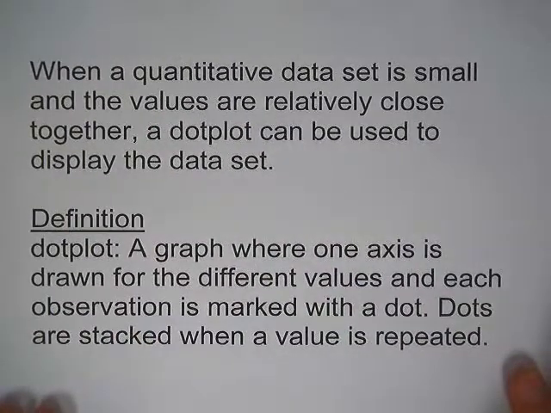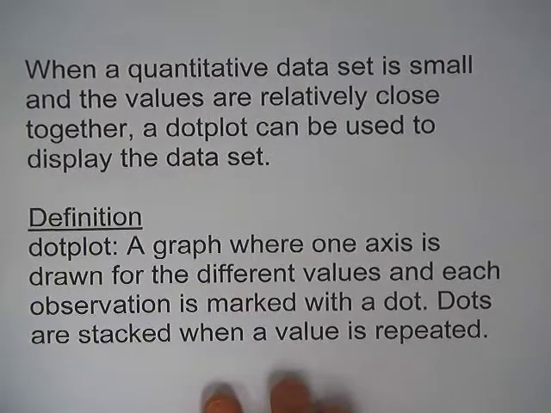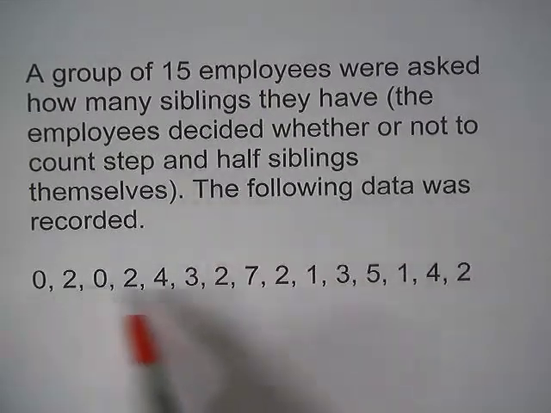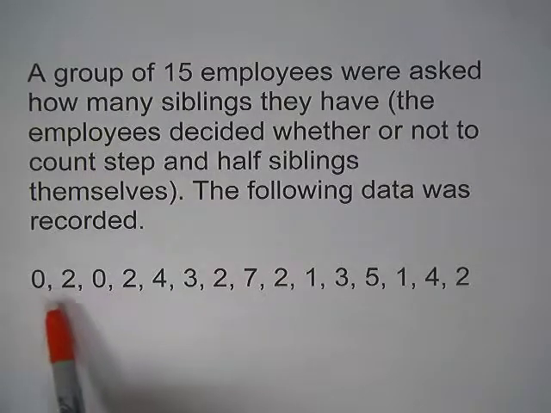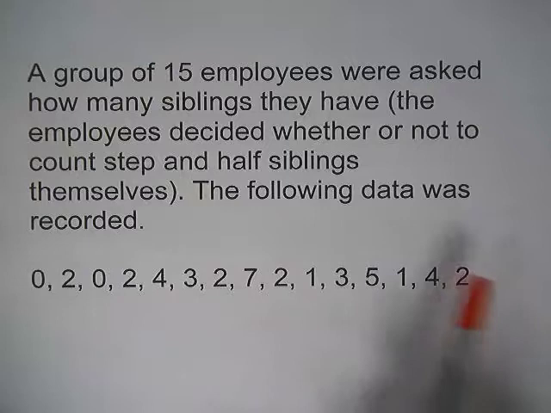So when a quantitative data set, so a numerical data set, is small and the values are relatively close together, a dot plot can be used to display the data set. Okay, so if we look back at the data, notice we have 15 values, so not tons of data, and it's not very spread out. Our smallest value was 0. Our largest value seems to be 7. So not a huge spread in your data set.